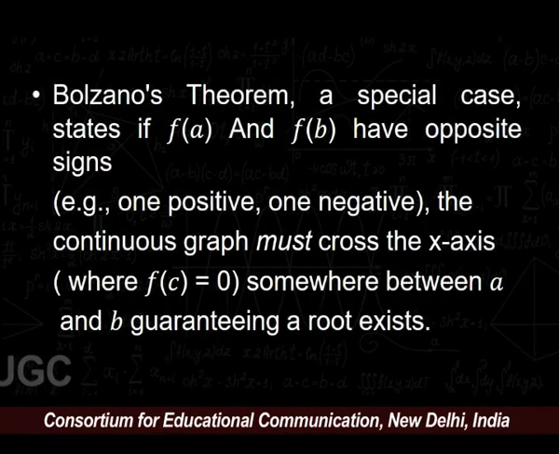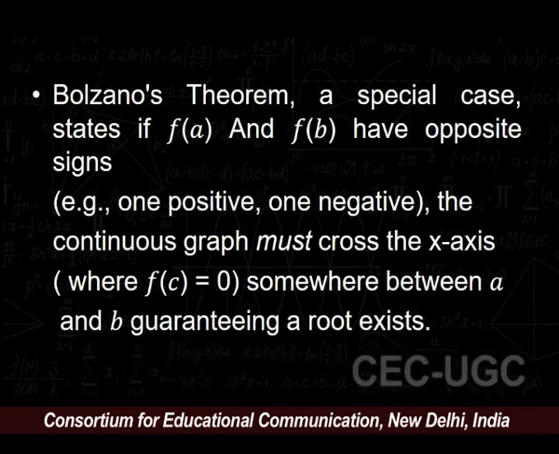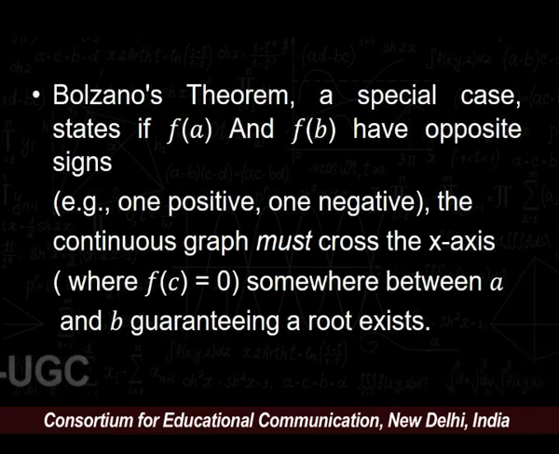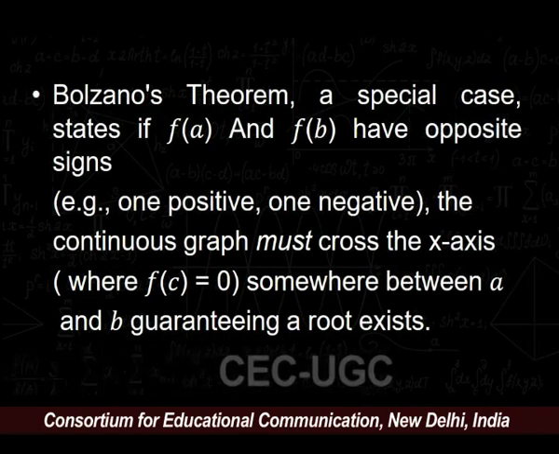Bolzano's theorem, a special case, states if f of a and f of b have opposite signs, that means one positive and one negative, the continuous graph must cross the x-axis, whereby f of c is equal to 0 somewhere between a and b, guaranteeing a root exists.